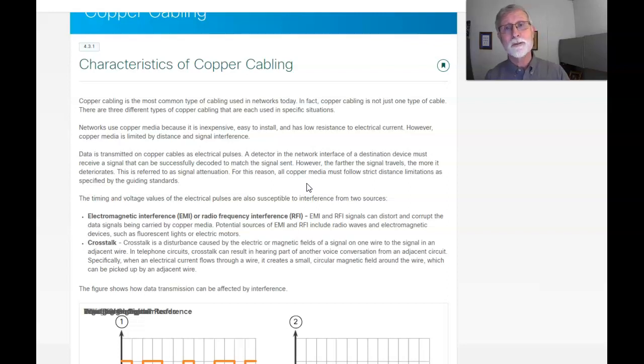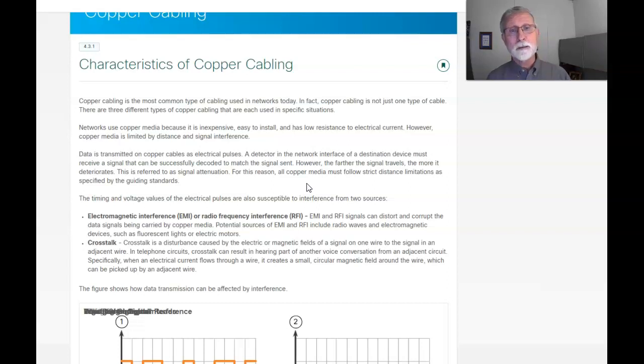Now, why do we use copper? Well, it's inexpensive, it's easy to install. It definitely has a very low resistance to electrical current, but it does have limitations. It loses signal if you go too far, and it is very susceptible to signal interference.